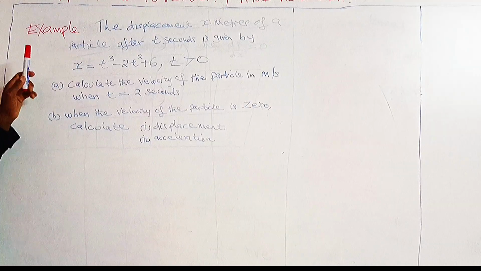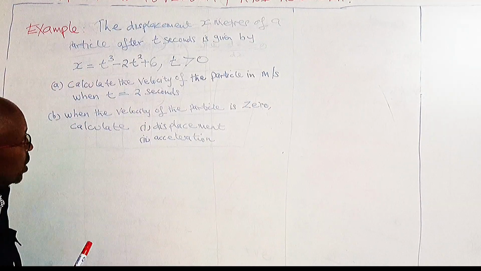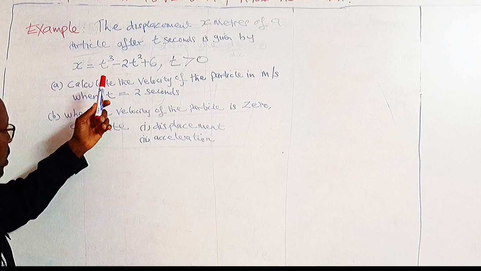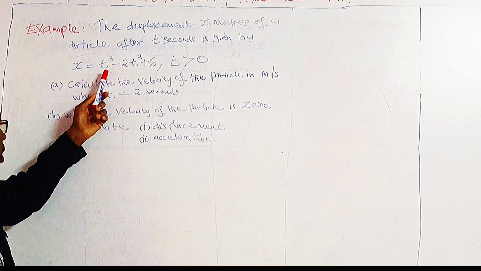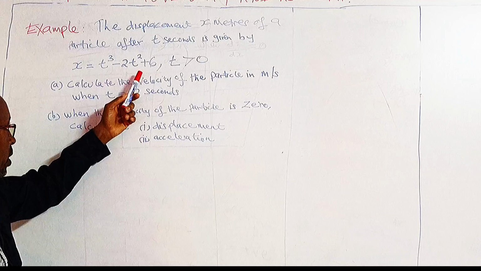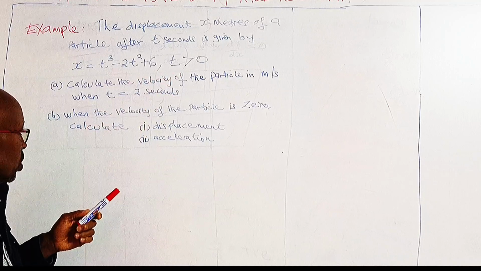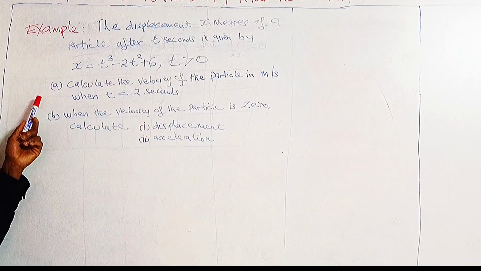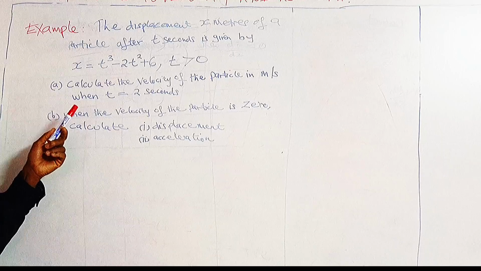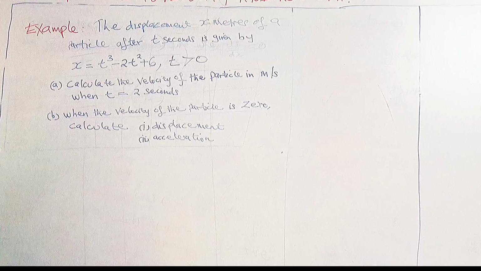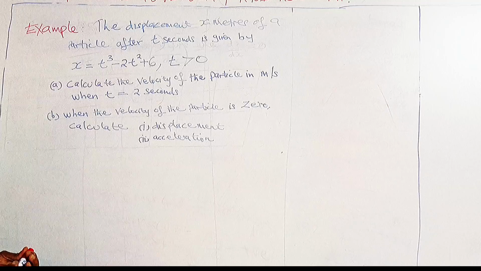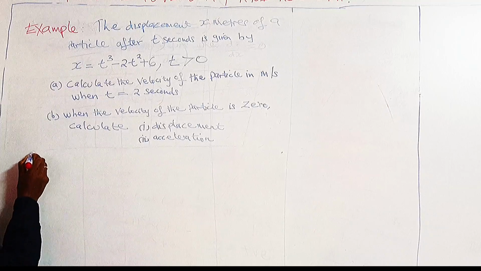Example: the displacement x meters of a particle after t seconds is given by x equals t cubed minus 2t squared plus 6, where t is greater than 0. The first question is, you have to calculate the velocity of the particle in meters per second when t is equal to 2 seconds. Solution.